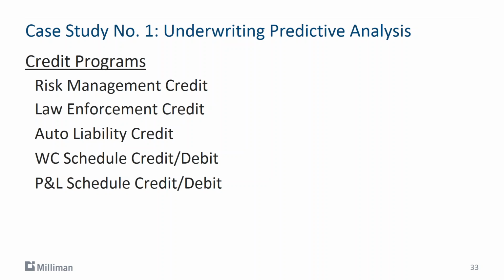They offered a law enforcement credit, which was a 5% credit on LE premium, if you participated in various law enforcement accreditation programs. They had an auto liability credit, which was also 5% on AL premium, with various participating criteria. They had a work comp scheduled credit debit, up to 15% credit debit, and again, certain criteria for that. The P&L scheduled credit and debit was, I'm sorry, up to a maximum of 25% credit debit based on certain qualifications, and it included an experience mod adjustment. So these were the credit programs that we looked at.